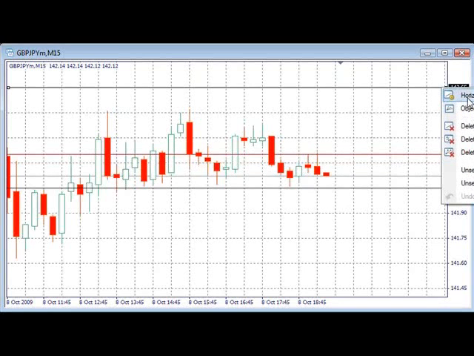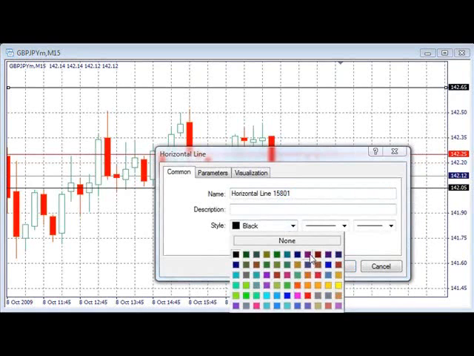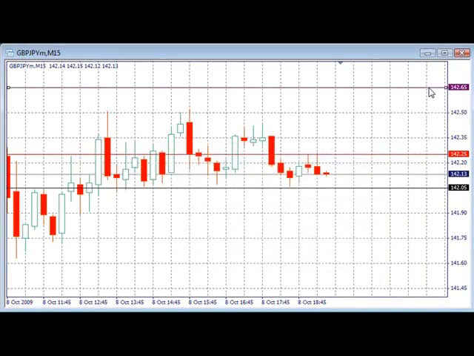We're actually going to change this color. Instead of black, we'll say purple. And that'll be our first target. So again, we're going to enter at 142.25. We're going to get out at 142.05 with a loss, or we're going to get out at 142.65 with a profit. And that's the 2 to 1 ratio.